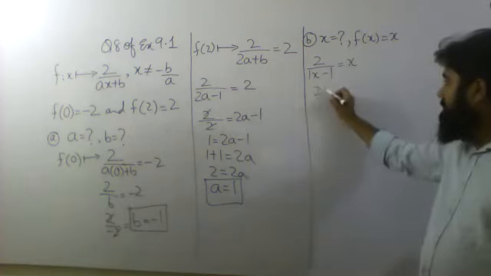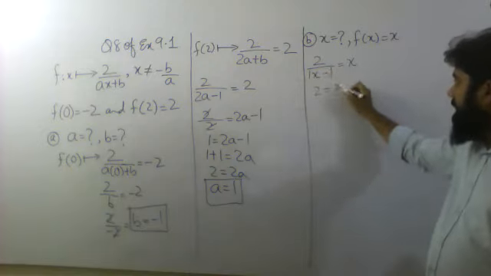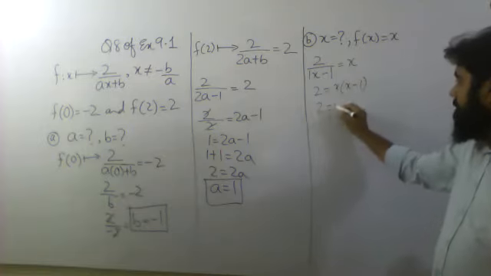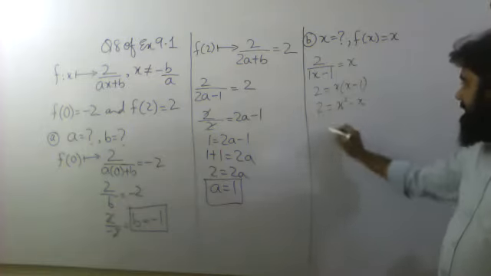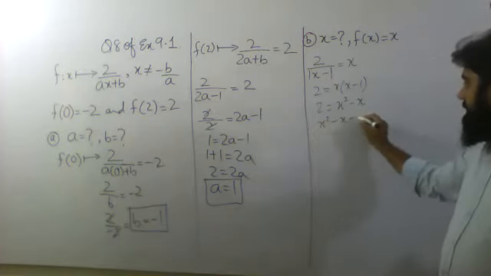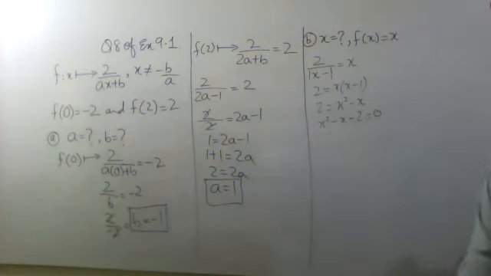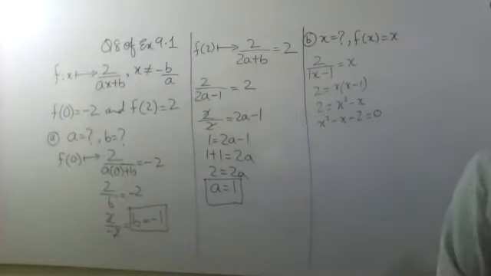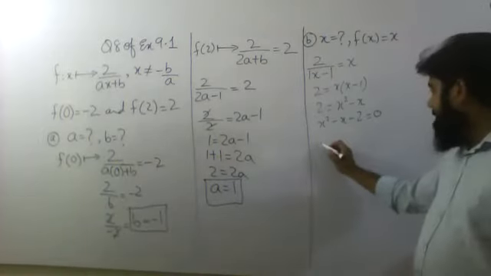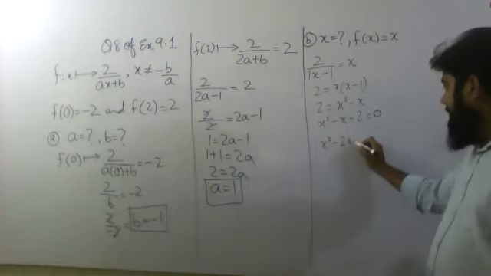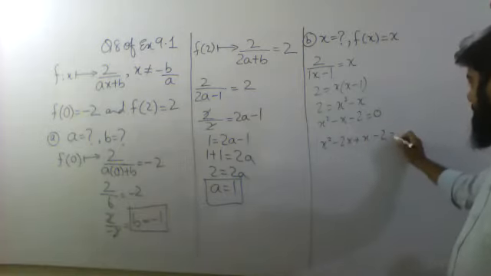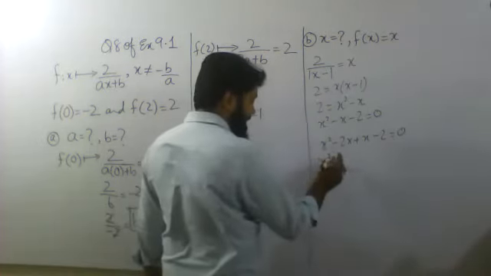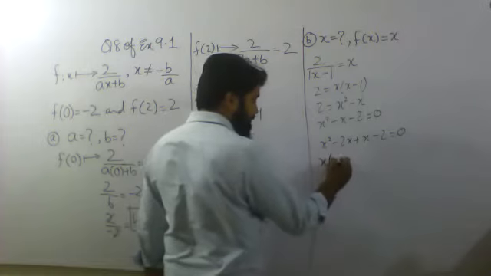So 2 equals, I'm shifting this whole thing over here, x upon x minus 1, x square minus x, x square minus x minus 2 equals 0. Okay. x square minus 2x plus x minus 2 equals 0. Middle term split. x square, from these two, x is common.